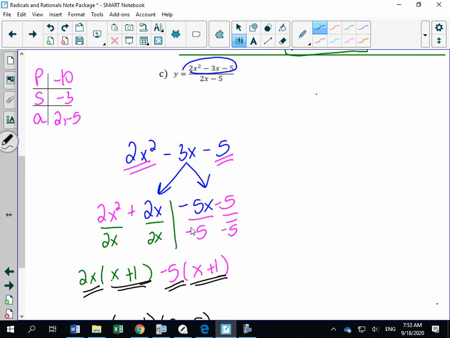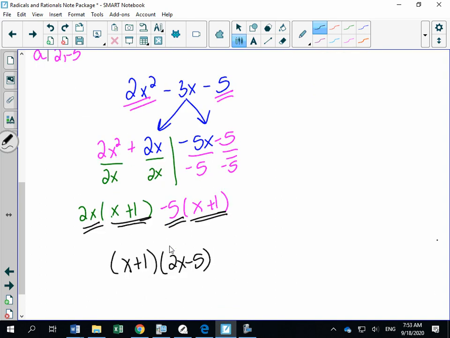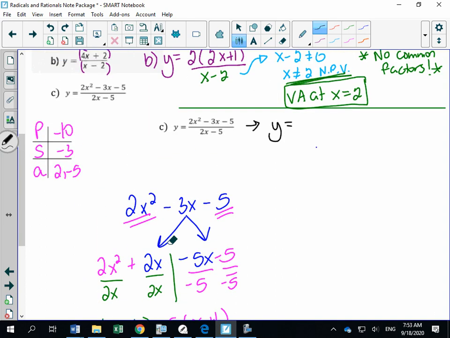So let's rewrite this rational. And let's fully factor this. So again, the two factors were 2x minus 5. So I'll write that, 2x minus 5. And the second one was x plus 1, all over 2x minus 5.